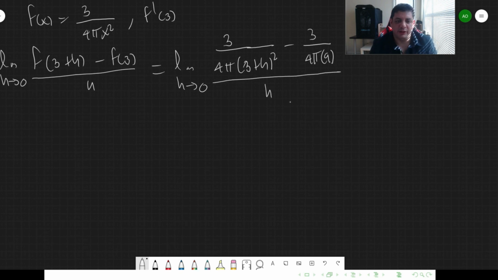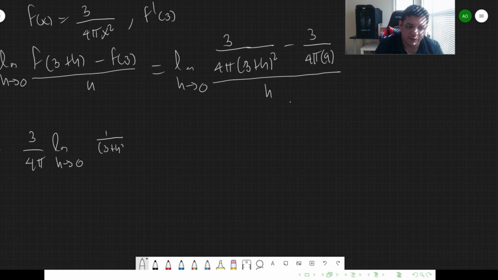So it does need quite a bit of simplification. I can remove this 3 over 4 pi out of the limit, since it's the most complicated constant, and now this is going to give me just 1 over (3 plus h) squared minus 1 over 9, over h. And then that simplifies the fraction a little bit.